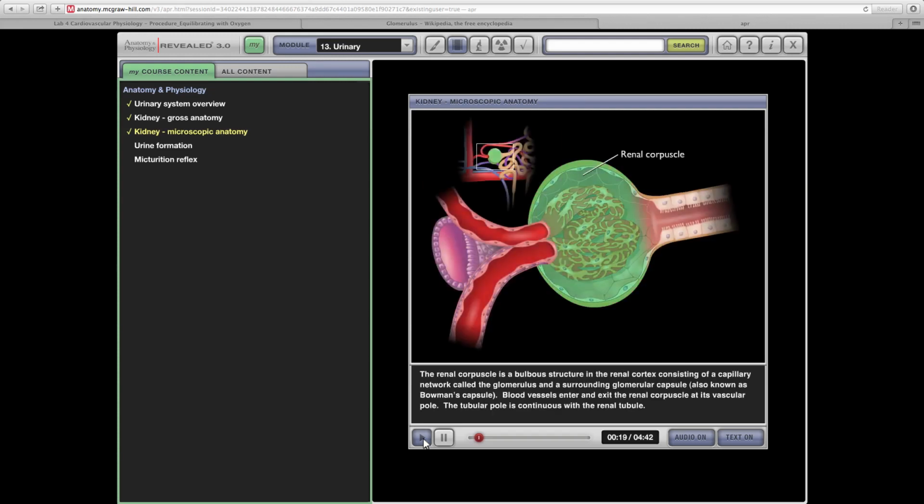The renal corpuscle is a bulbous structure in the renal cortex, consisting of a capillary network called the glomerulus and a surrounding glomerular capsule, also known as Bowman's capsule. Blood vessels enter and exit the renal corpuscle at its vascular pole. The tubular pole is continuous with the renal tubule.